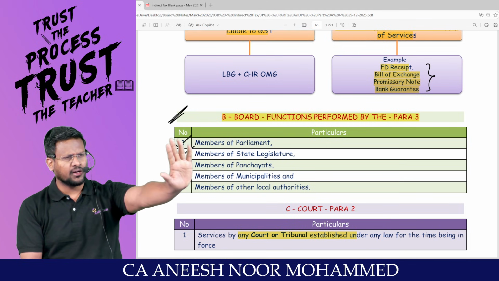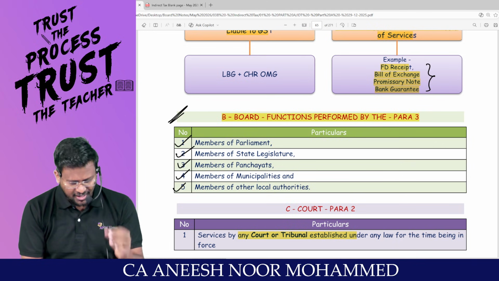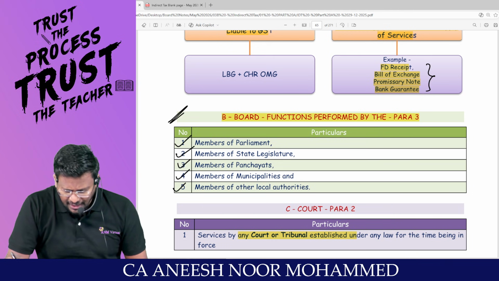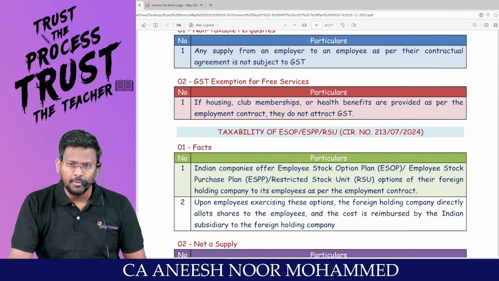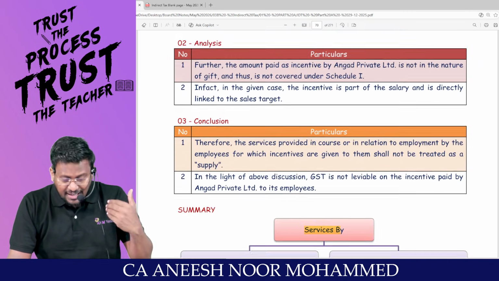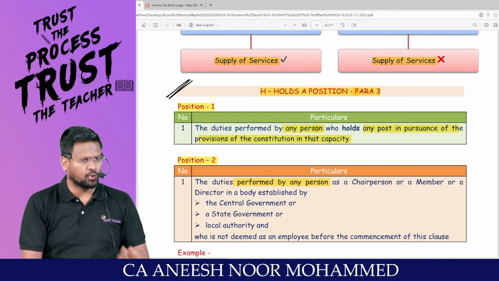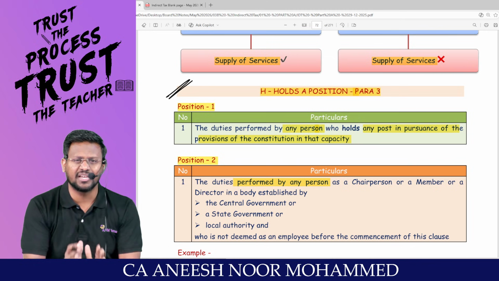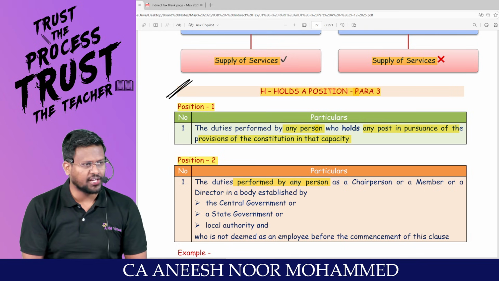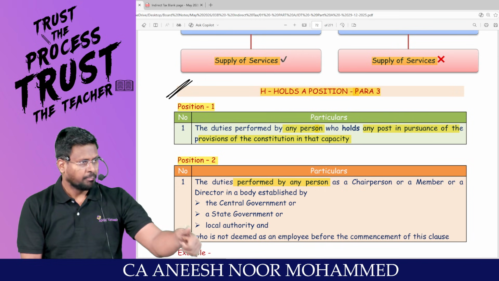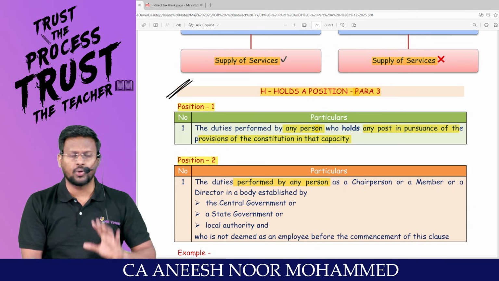Board. How many boards are there? 5 boards are there: member of Parliament, member of state legislature, member of Panchayat, member of municipality, and member of other local authority. In this para 3, certain people will not be covered in board also. The continuation of para 3 only, two more activities, position number 1 and position number 2. For alphabetical order, I have arranged it like this. A stands for actionable claim other than specified actionable claim. B, board. Actually, in that board, the continuation of board only, position number 1 and position number 2. Are you getting the flow?